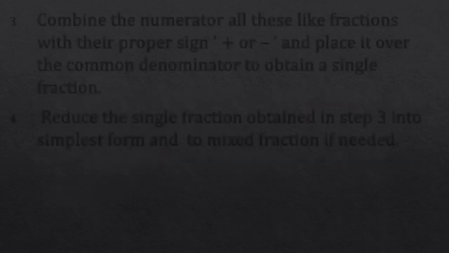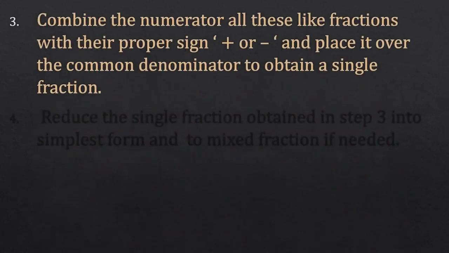Third step is combine the numerators of all these like fractions with their proper sign, that is plus or minus, and place it over the common denominator to obtain a single fraction. What you have to do? You have to combine the numerator, whether you are adding or subtracting. Combine the numerator, put the sign accordingly, and place it over the common denominator. Whatever denominator is given to you, write down that one to obtain a single fraction.